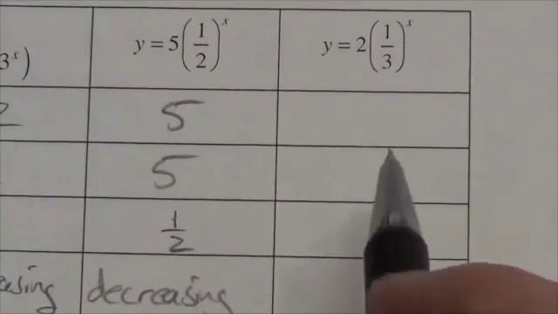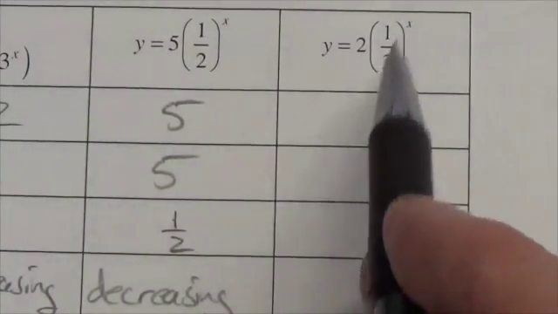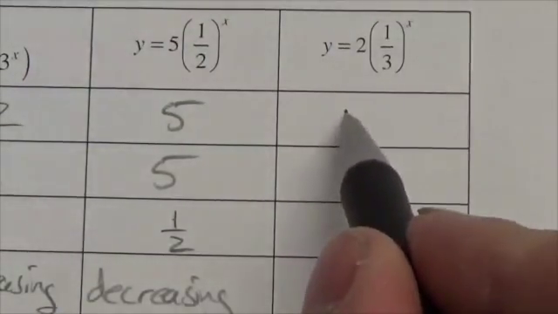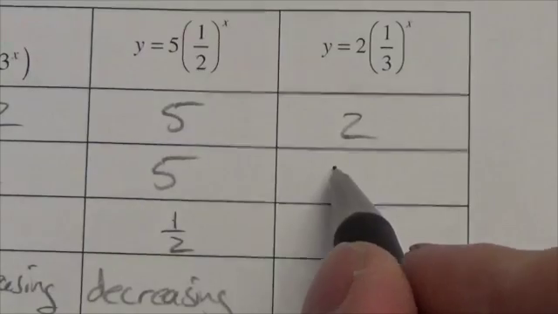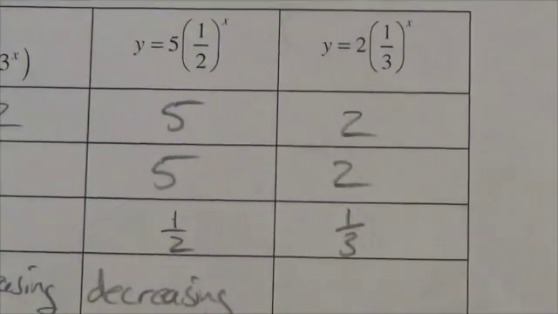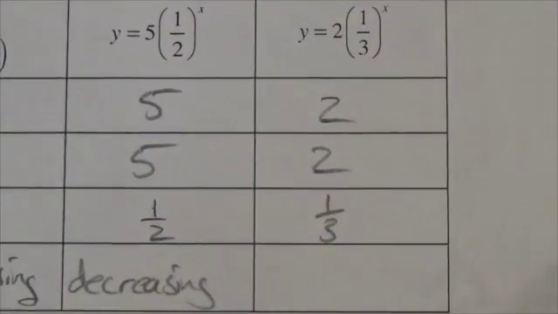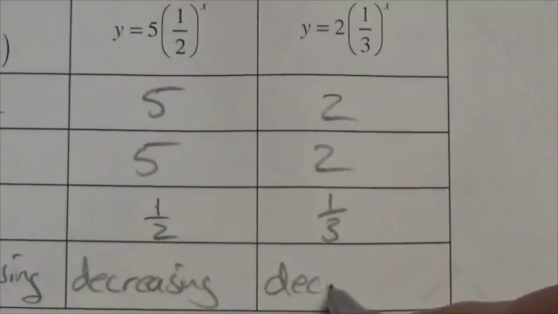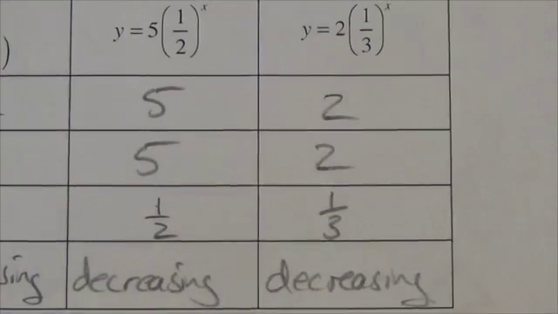And finally, in this chart here, again, 2 times 1/3 to the x. The value of a here, and I can see it clearly multiplied out front, is going to be 2. So the y-intercept is 2. The base of the exponential is 1/3. And again, because that base is between 0 and 1, I know that this function will be a decreasing function.